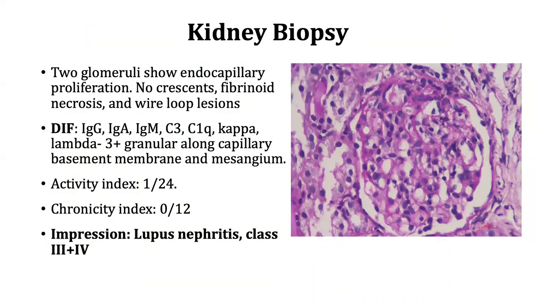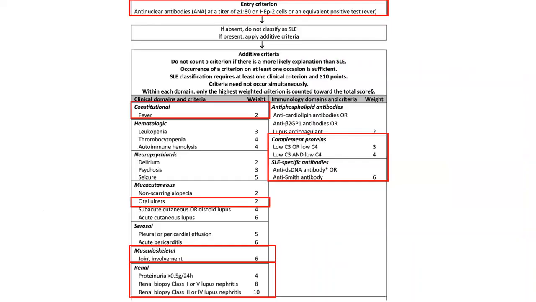Her kidney biopsy showed endocapillary proliferation and no crescents or fibrinoid necrosis or viable lesions were seen. Immunofluorescent microscopy showed a full house pattern with an activity index of 1/24, and impression was lupus nephritis class 3+4. So in this child, she had a positive ANA with constitutional symptoms of fever, oral ulcers, joint involvement, renal biopsy suggestive of lupus nephritis with low C3, C4, and a positive anti-dsDNA antibody.